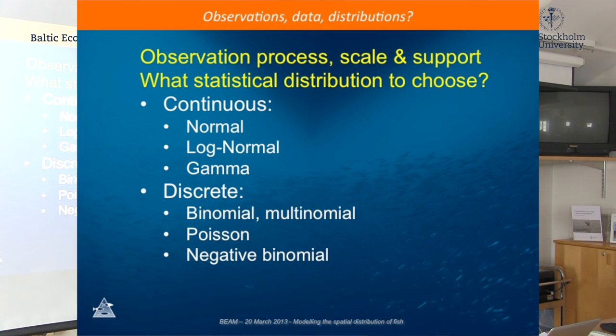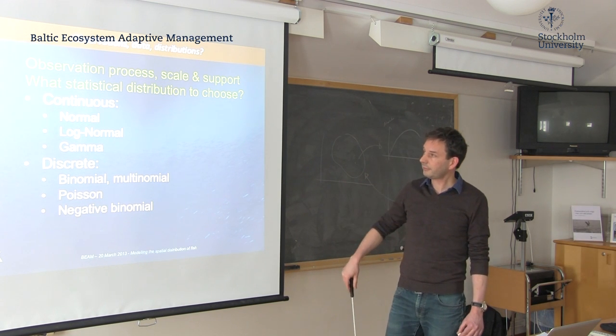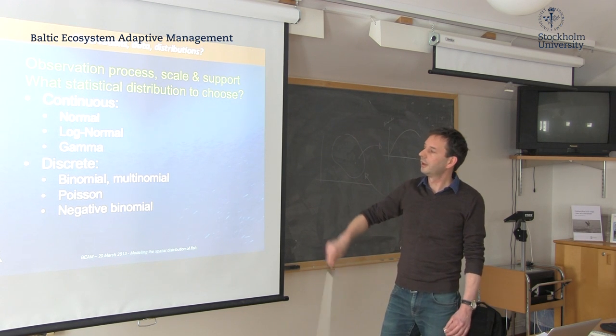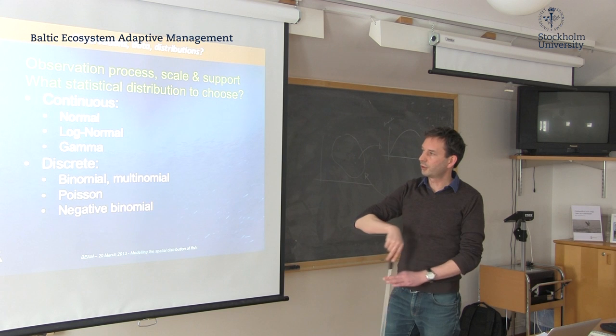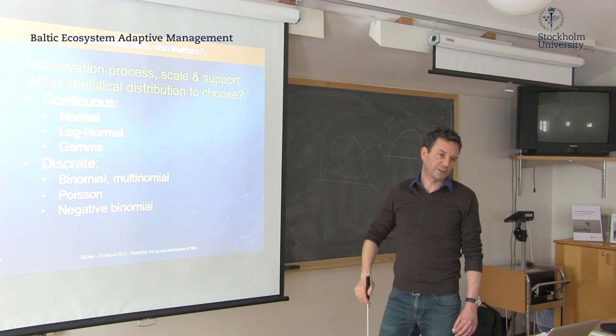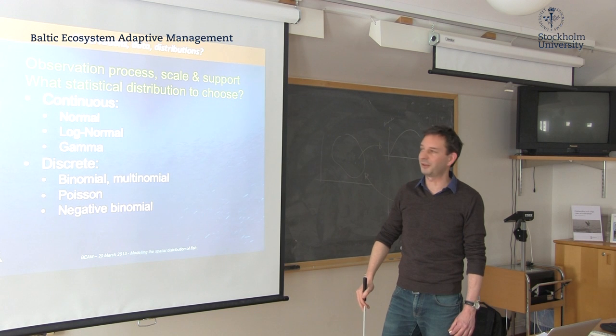Continuous distributions, the most common: normal, log normal, and gamma. Normal, we all know that one, but it's distributed between minus infinity and plus infinity. So it's not a suitable distribution for cases where you're not allowed negative values. But it can be used sometimes as a good approximation. Log normal distribution is a skewed distribution, which is strictly positive. And gamma distribution is a very flexible distribution that can help you in cases where you have a weird empirical distribution to fit.